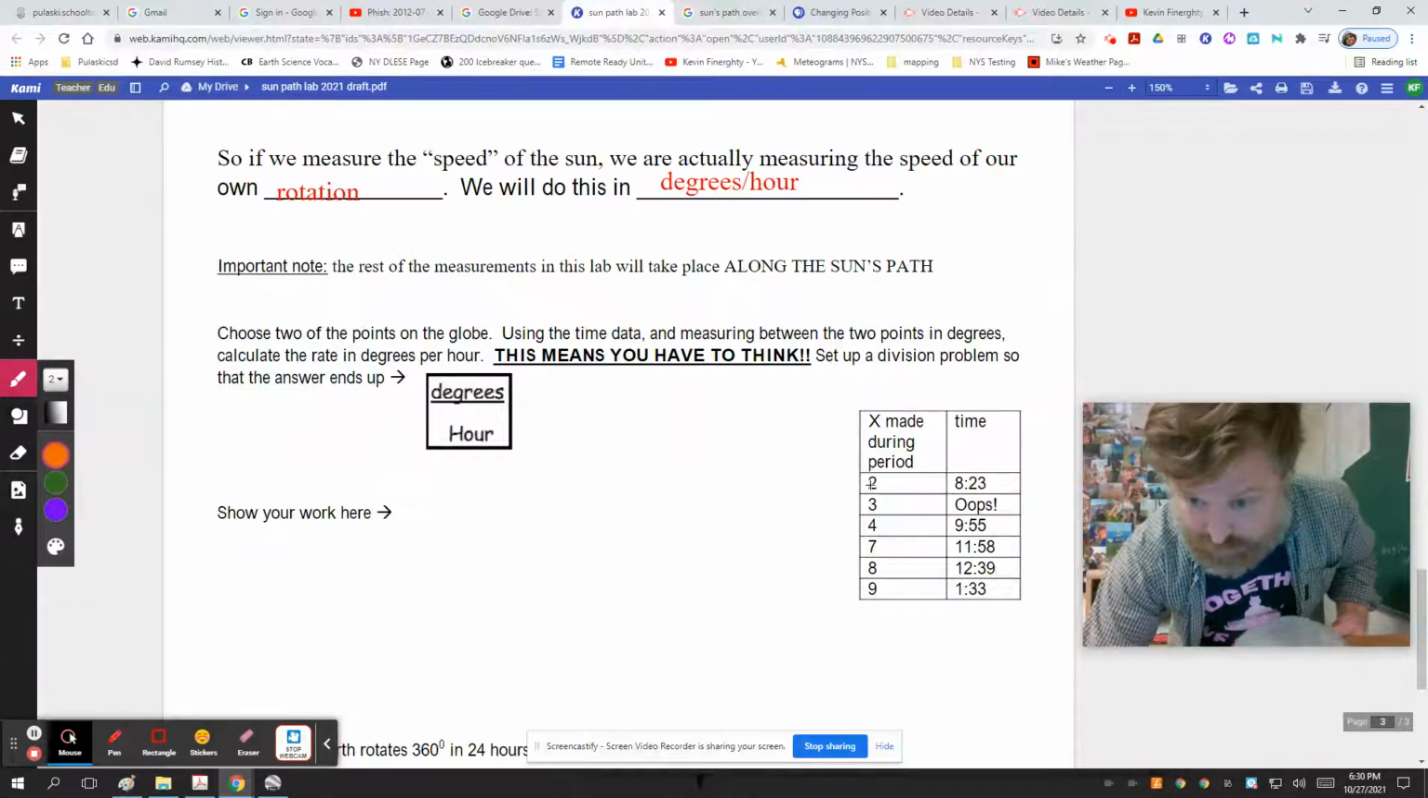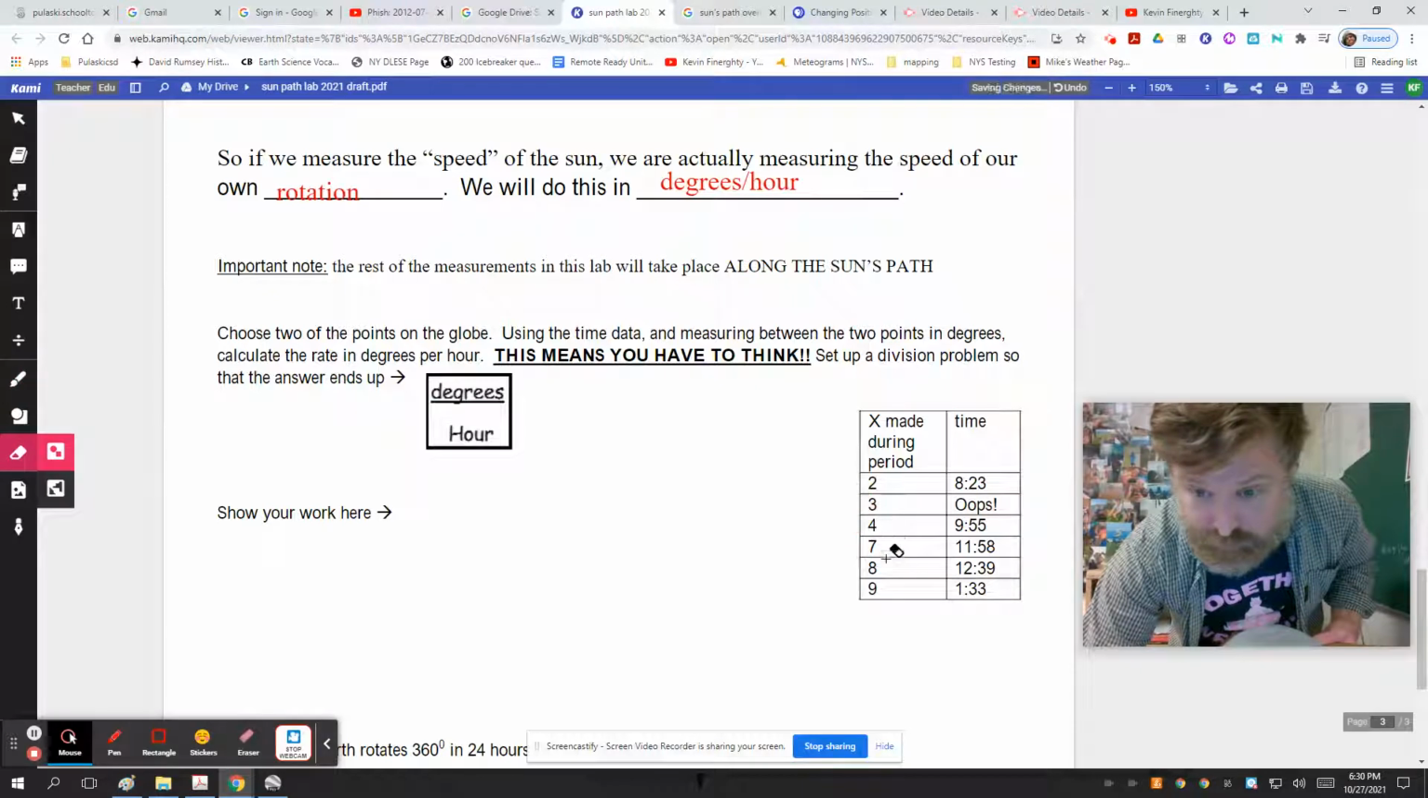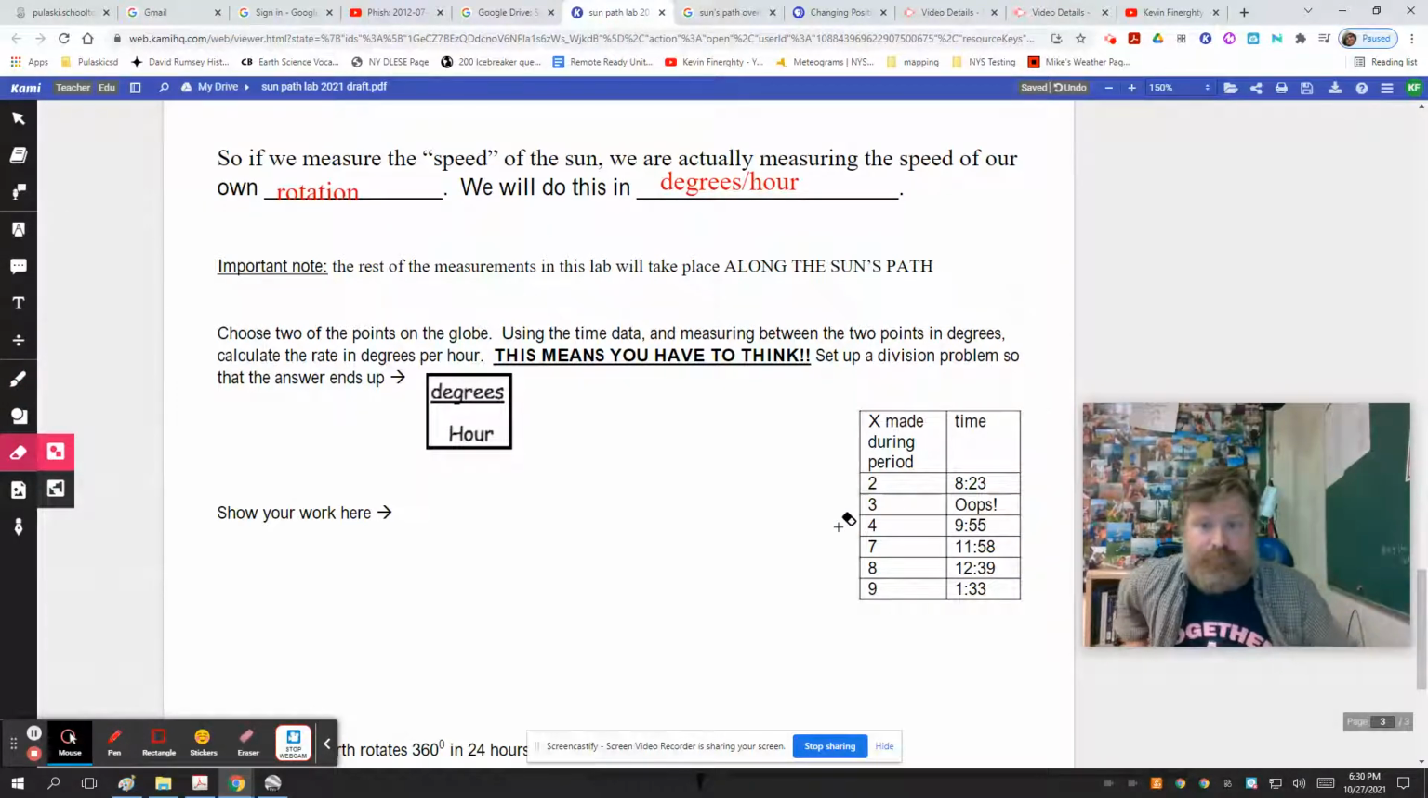And maybe draw a little line. Like if you want to go between second and seventh, do that. I'm not going to solve any of them because you might all pick different ones. Just again, don't pick third. And all we really got to do is get an answer in degrees per hour.